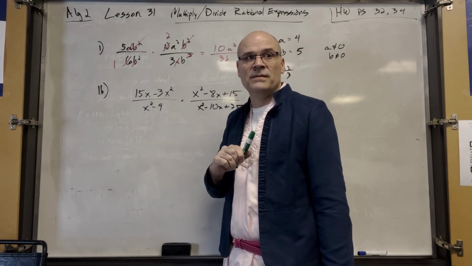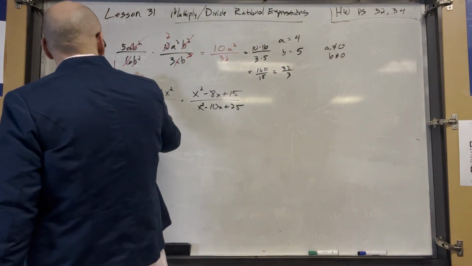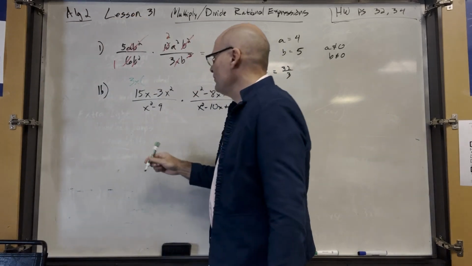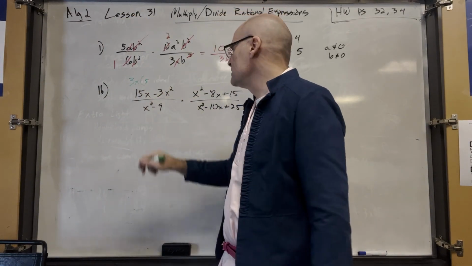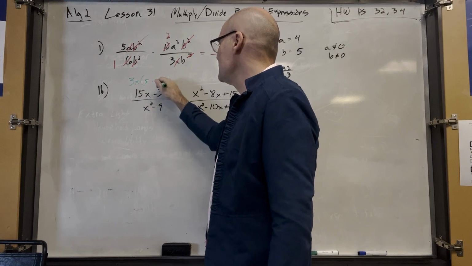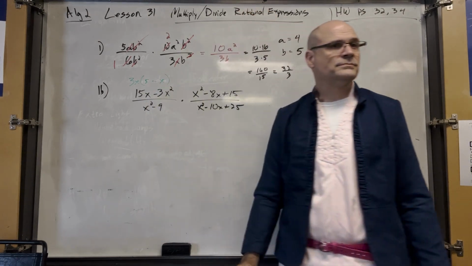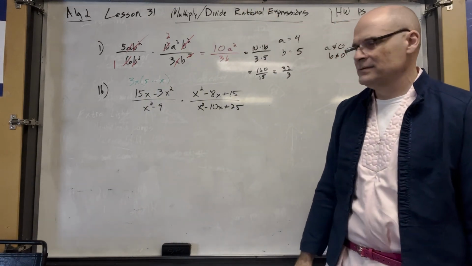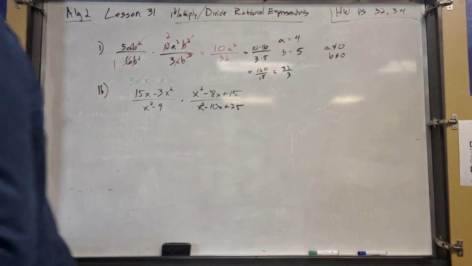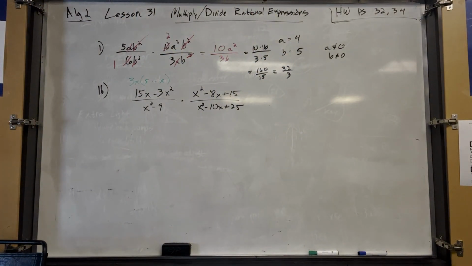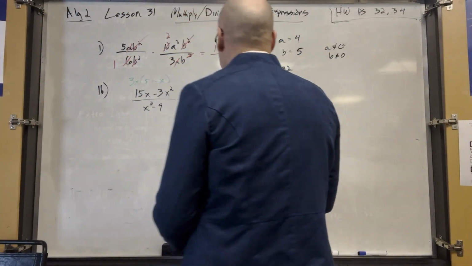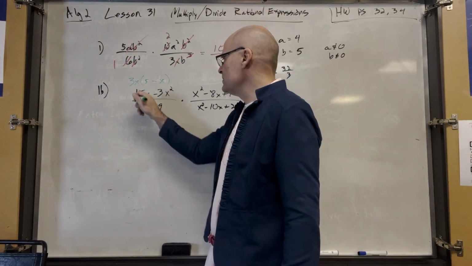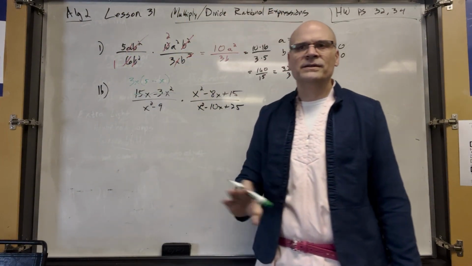So let's put a 3x over here and then say what it's left with. If you just multiply by 5, you get back to 15x. And then this is just an x. Everybody good with that? Okay, so that's done. I'm just going to lightly ignore that.